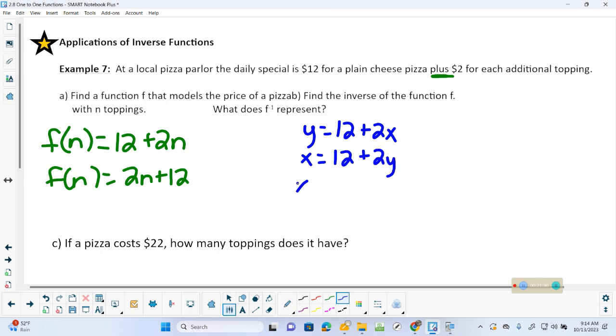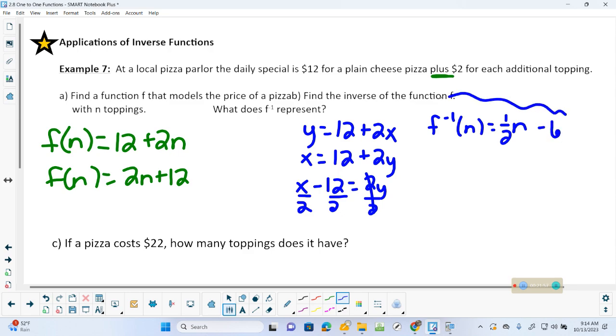So, I'm going to take the 12 off. I'm going to divide by 2. Now, just because we're in this word problem, I'm going to put it back instead of x. I'm going to put n for it. So I'm going to say f inverse of n. I'm going to make it half n, or you can leave it n over 2, I don't really care. Half n, and then 12 over 2, 6. That's kind of a messy n we got.